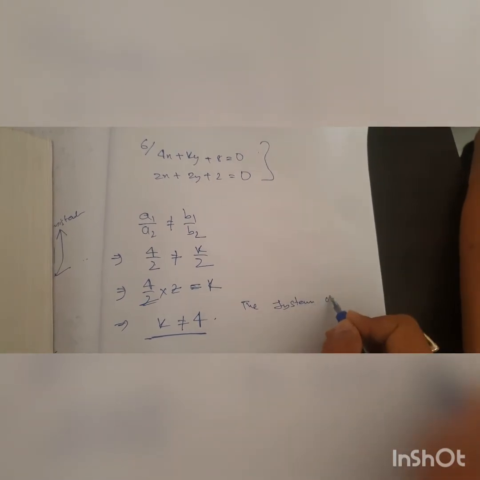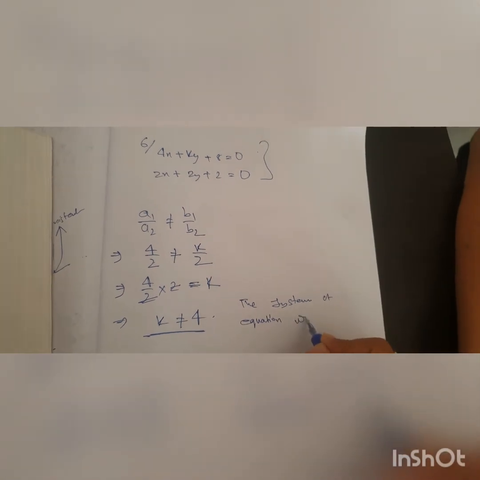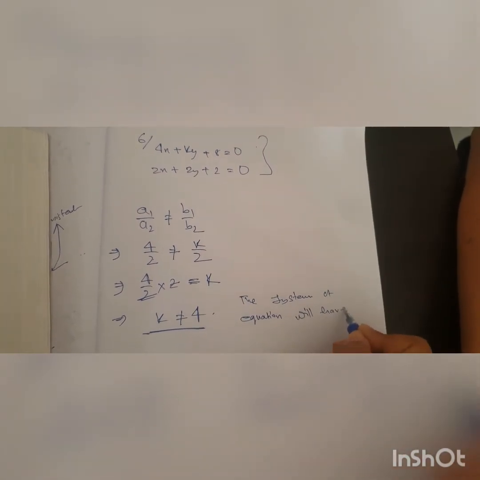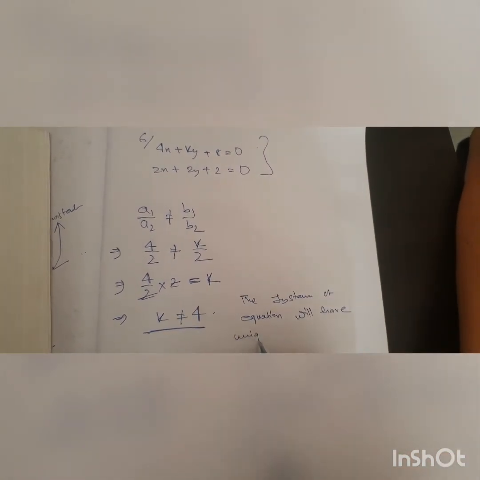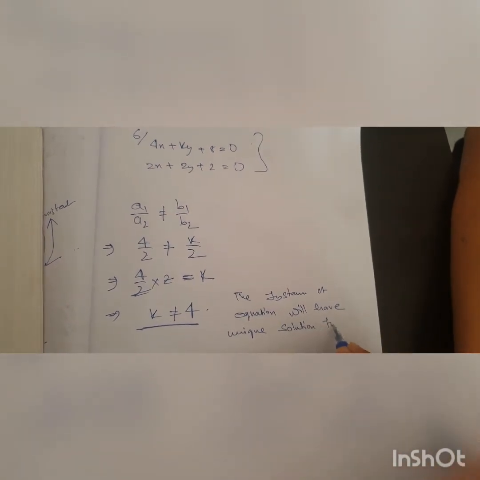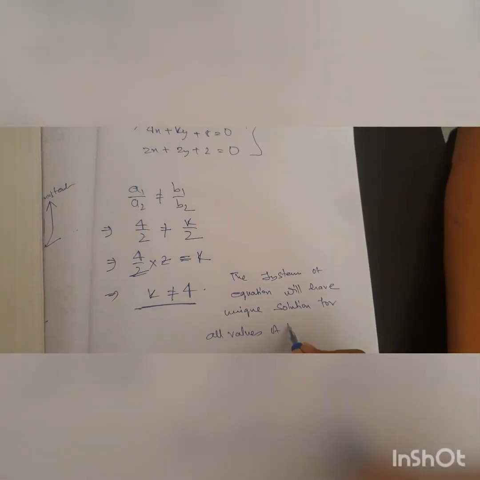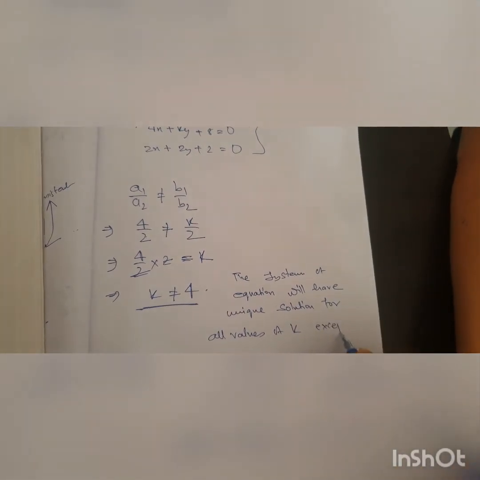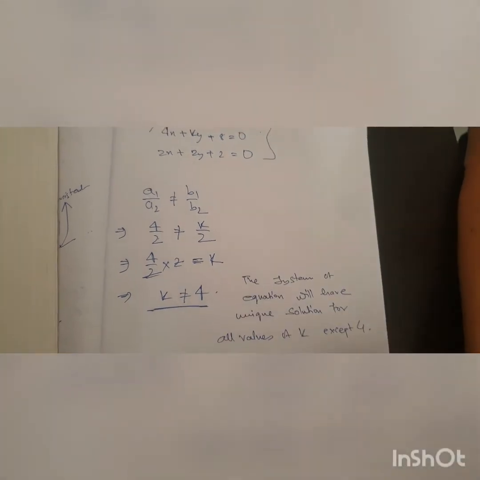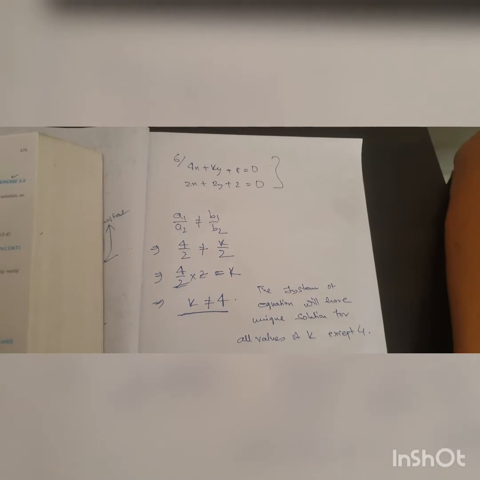The system of equations will have a unique solution for all values of k except 4. In this way you should write it down, because k cannot be 4 but it can be all other values. So this is the way to do it when they have given a unique solution to you.